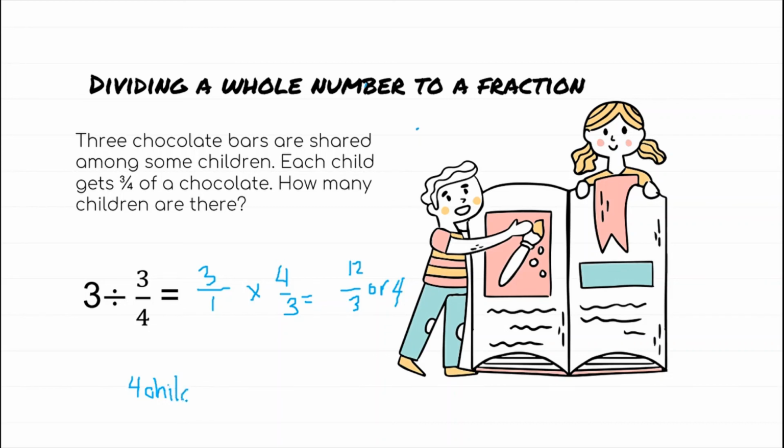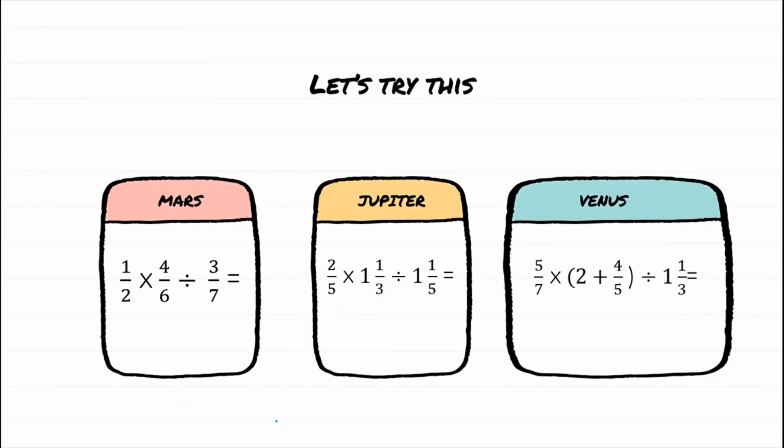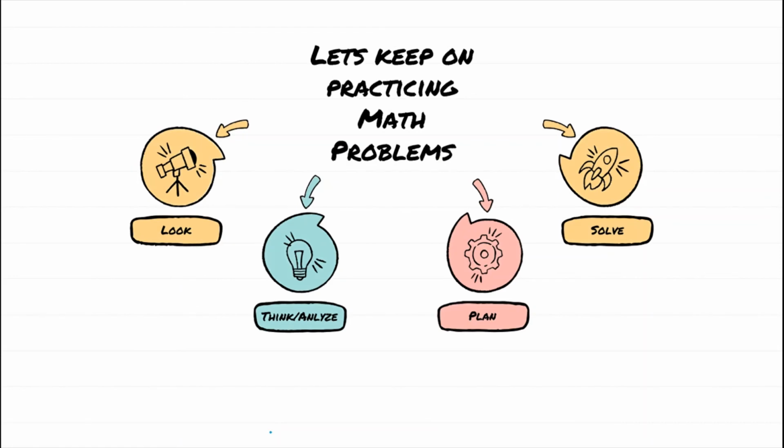So that's how we divide a whole number by a fraction. I want you to try this one, and don't forget to write your answer in the comment section below. Okay, so if we don't have any question, let us keep on practicing math problems. So these are the things that we need to put in mind. Number 1, we need to look at the problem. Number 2, we need to analyze or think. Number 3, we need to plan. And lastly, we're going to apply by solving the word problem.